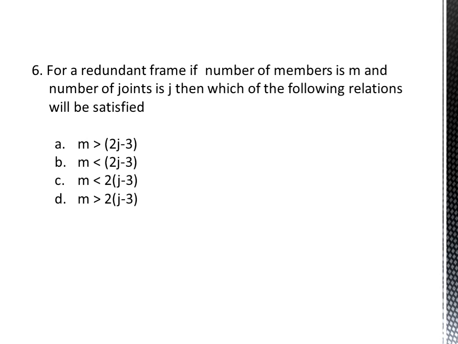This is already discussed. That is, for a redundant frame, we know that number of members m is always greater than 2j minus 3. That is, these redundant structures are the structures provided with extra reactions required for the stability of structure. So, the answer for the question number 6 is option A, m is greater than 2j minus 3.